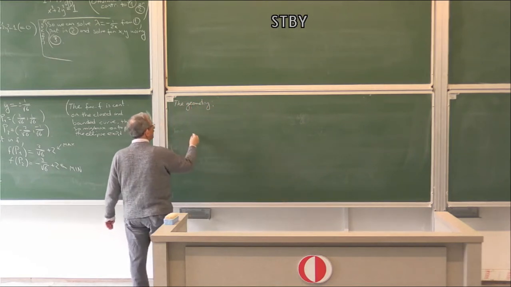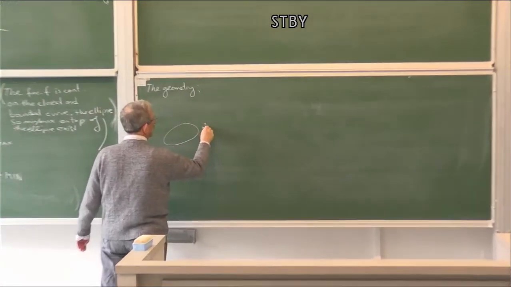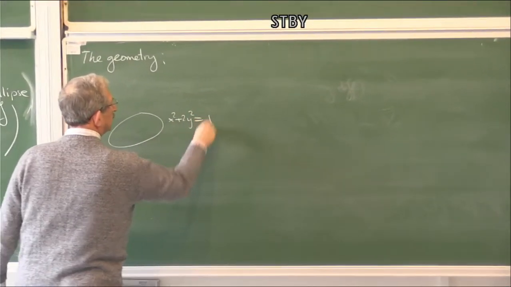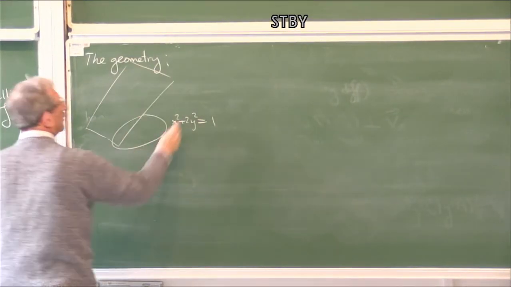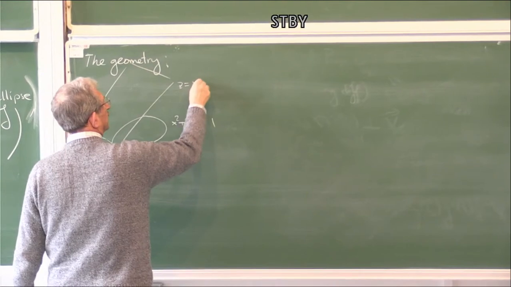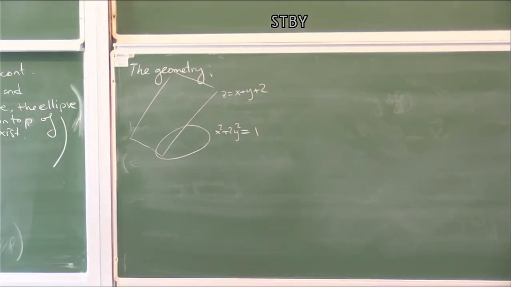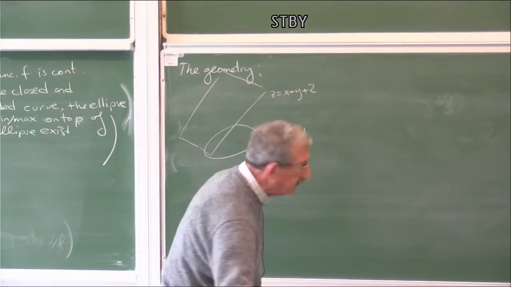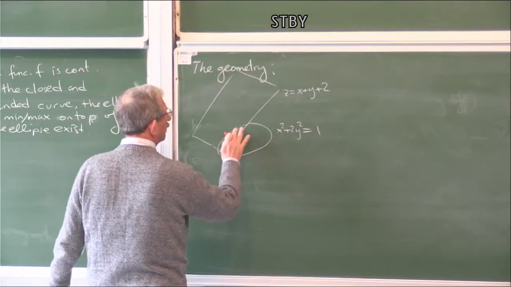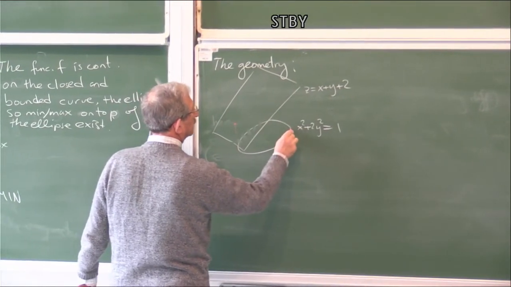Okay. At the bottom, we have an ellipse, namely x squared plus 2y squared is 1. At the top, we have x plus y plus 2, a plane. So what curve are we investigating? We are looking at the curve at the top, perhaps something like this.